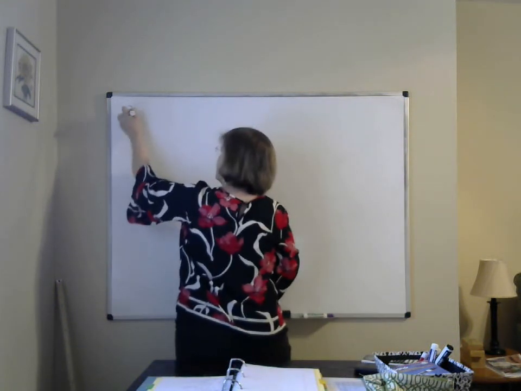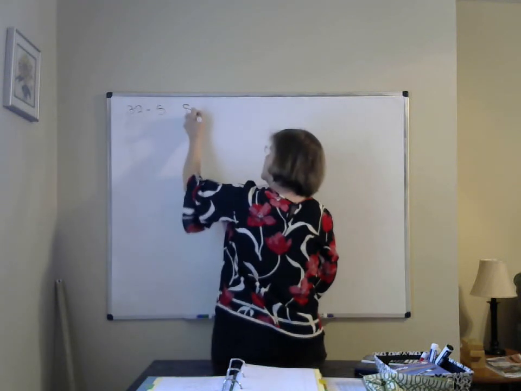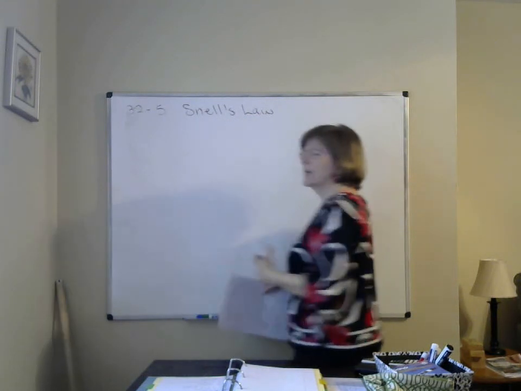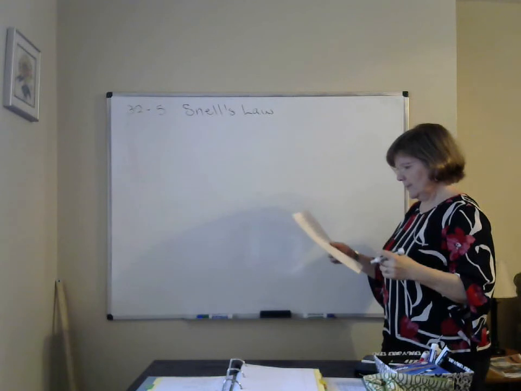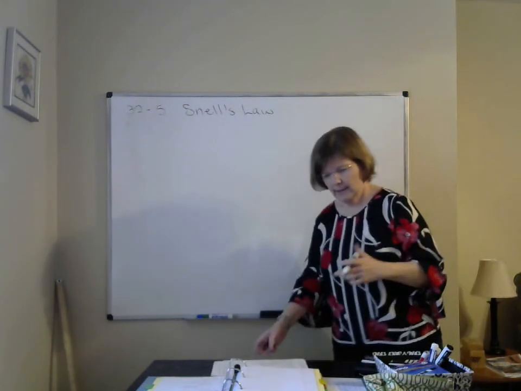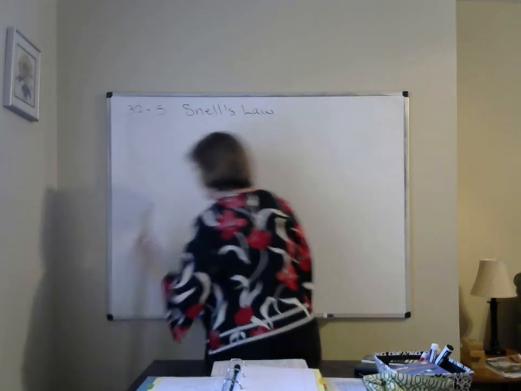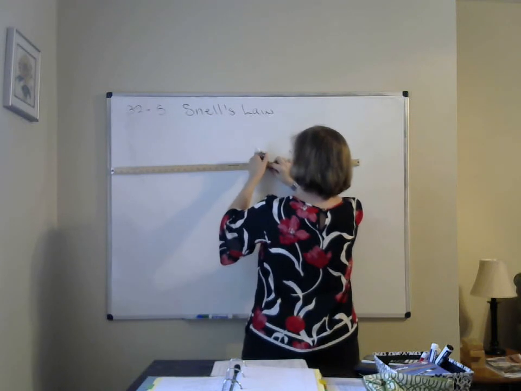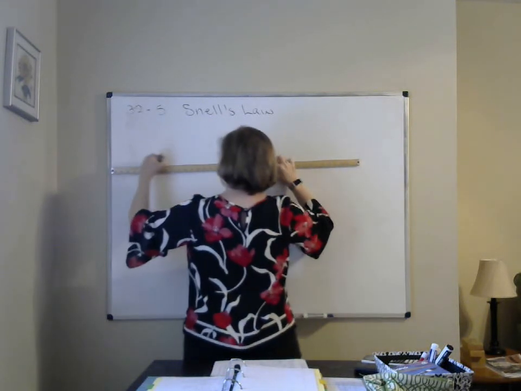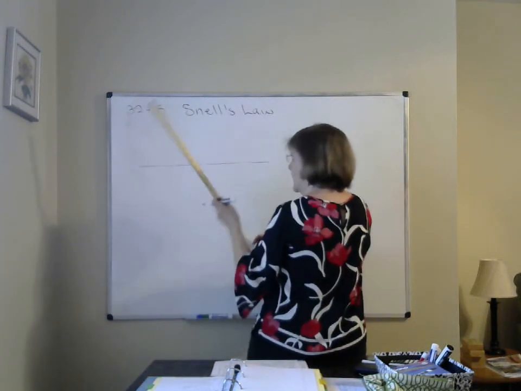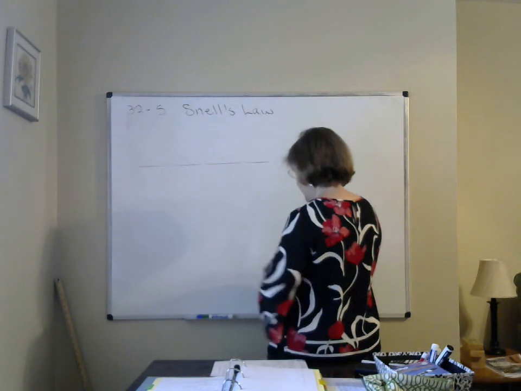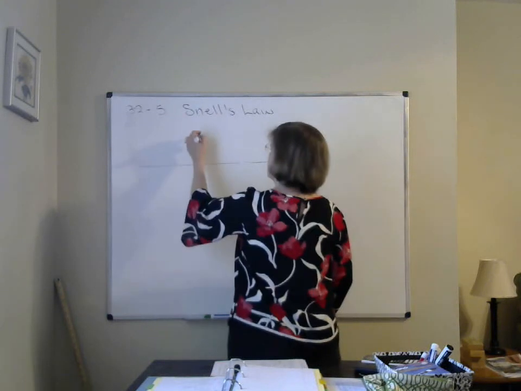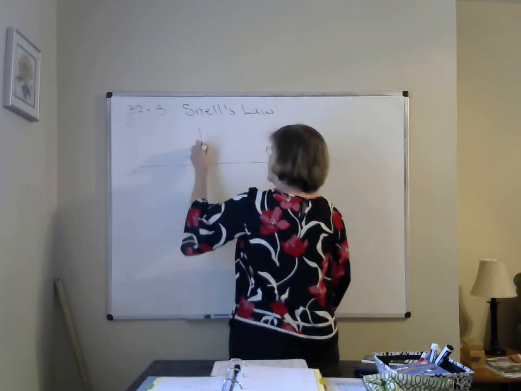Section 32-5 deals with Snell's law, which sometimes might be called the law of refraction. We know that when light is incident on a medium, two things happen. So here's a boundary between two mediums, and when light is incident on that medium, here's our normal.